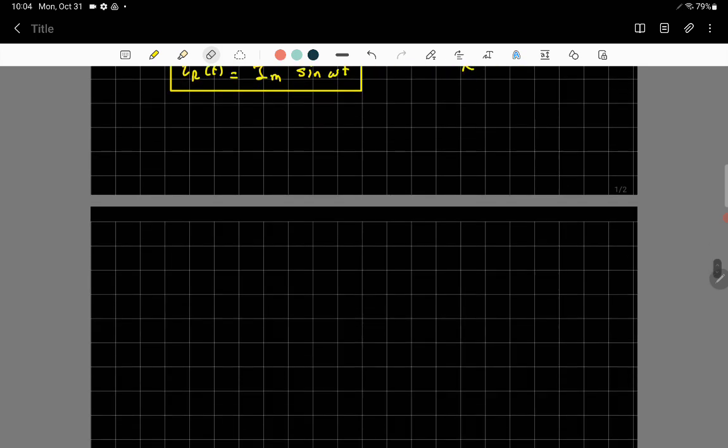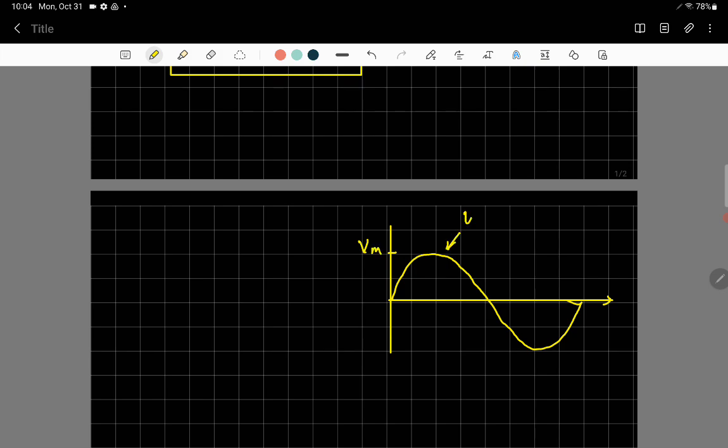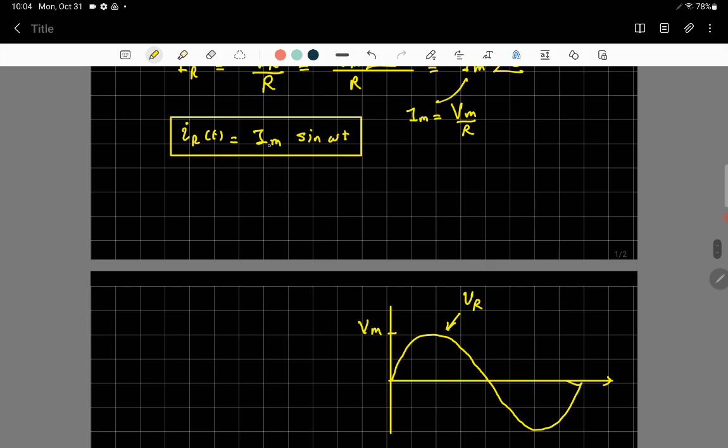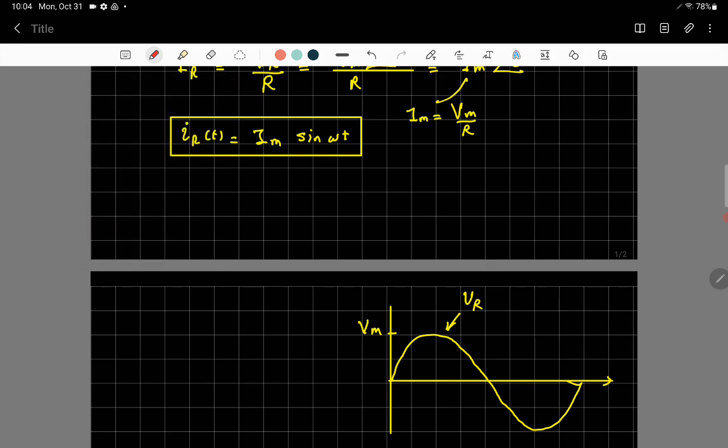And if you like to sketch the waveform, that's the time, and that's the magnitude. For the voltage, that's the voltage, and the maximum is Vm. So this waveform represents the voltage across the resistor. The current is the same thing. It's just Im sine omega t. So you can do it in this way.